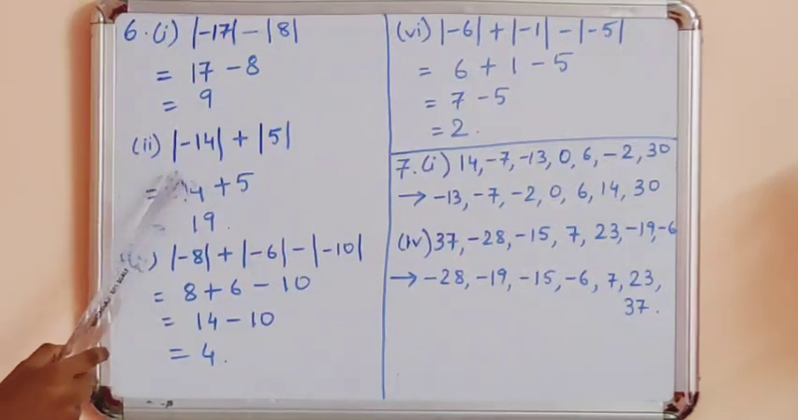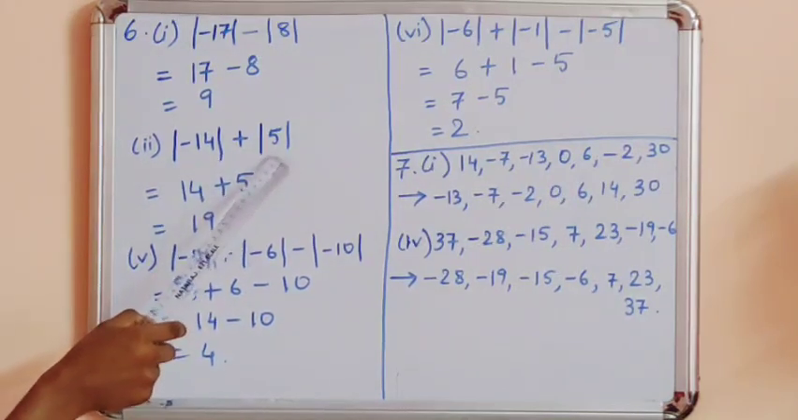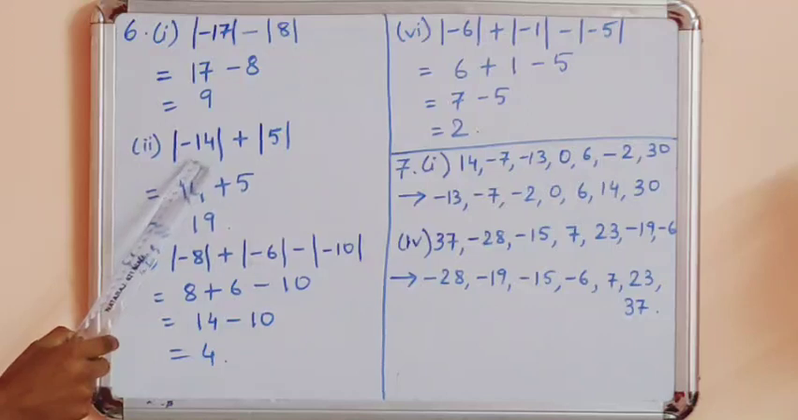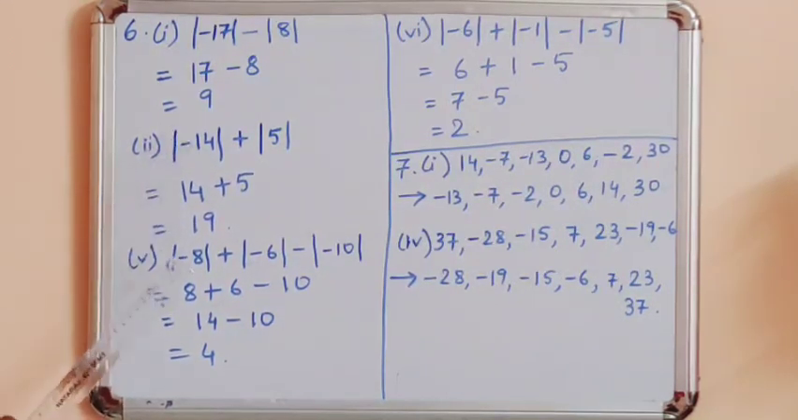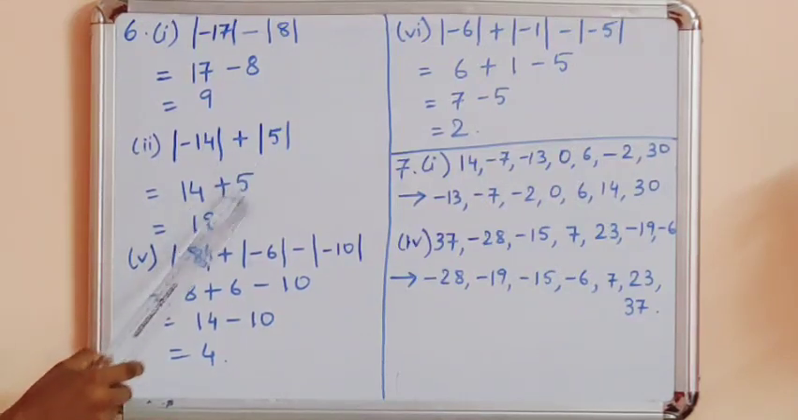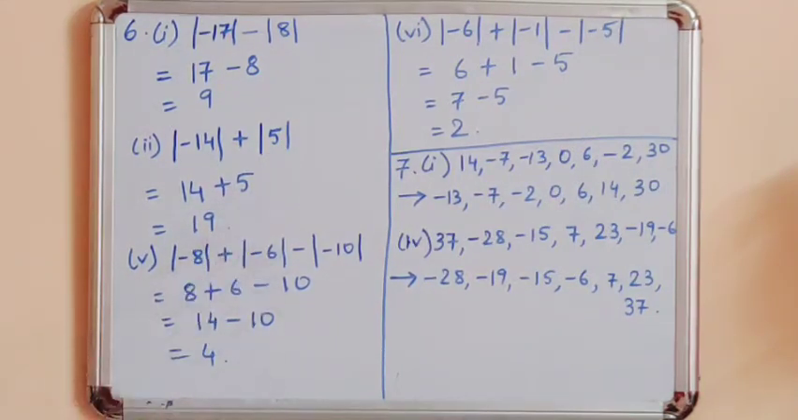Now question number 2. Absolute value of minus 14 plus absolute value of 5. Now again absolute value of minus 14. Since minus 14 is a negative number, the minus sign will be removed. So 14 plus, and this is a positive number, so 5 will come as it is. So 14 plus 5 is equal to 19. Now if you look at number 3 and 4, these are similar sums, similar to these questions. So we will move to question number 5.